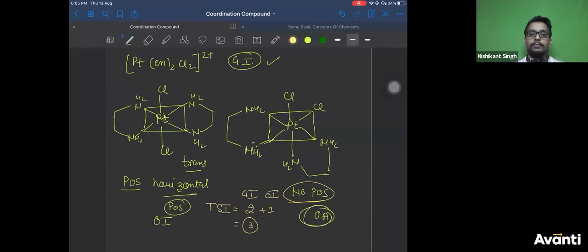Is that clear, everyone? The first one has a vertical plane of symmetry also. This part and this part are the same. Yes, Prashant, you can say that.